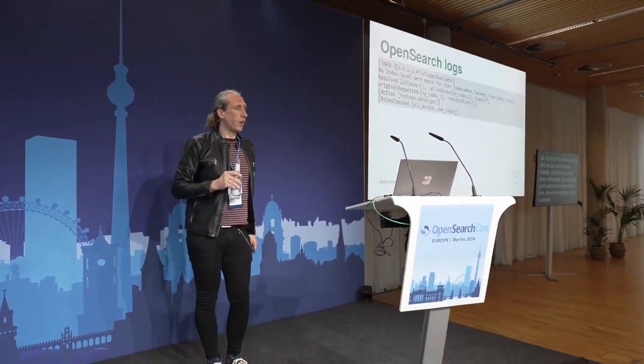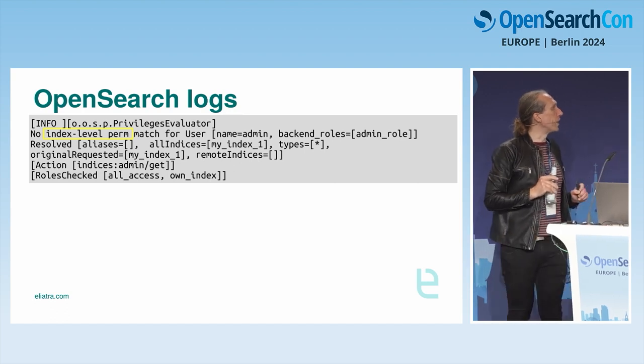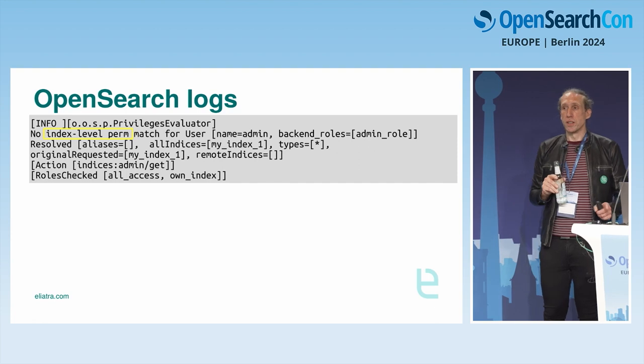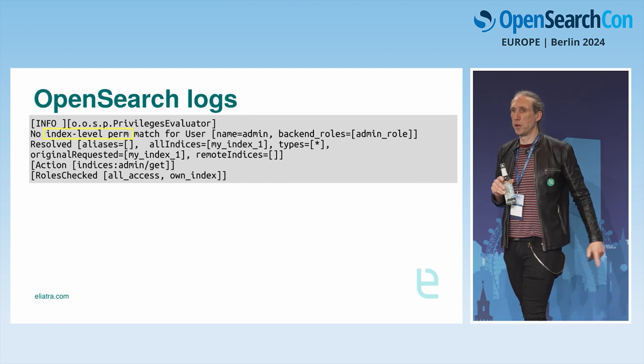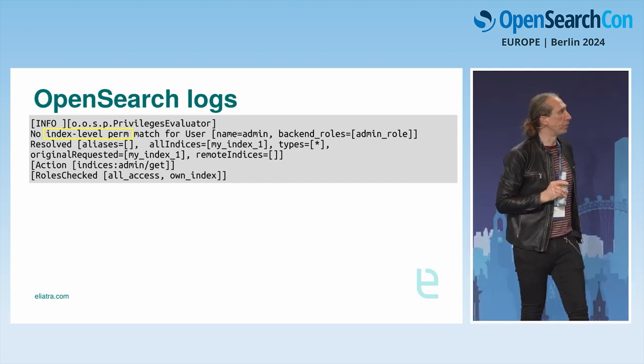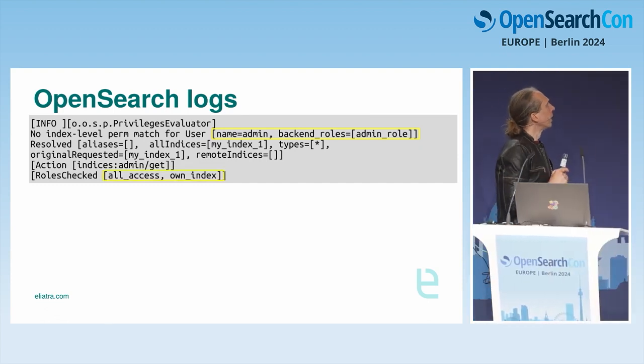What is actually more helpful is the OpenSearch logs themselves. So I would really, really recommend to check these logs. Watch out, for example, for the privileged evaluator logs of this form, which, first of all, has information: no index level permission. And this tells you we talk about an index permission here. There's also the information, a cluster level permission, which would tell you that you would need to define a cluster permission. We have username and backend roles, which is okay.